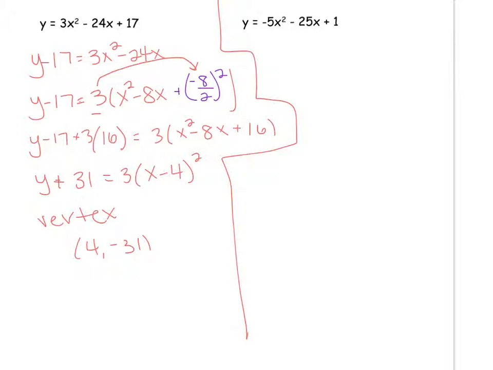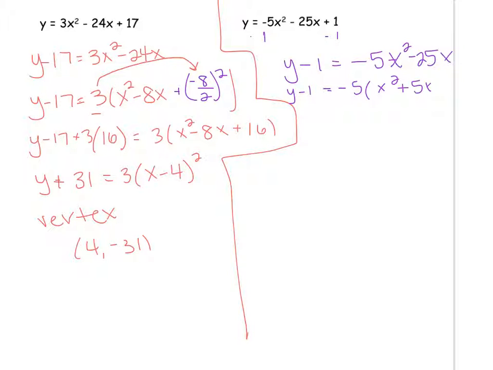All right, one more for the fun of it. Same thing, subtract 1 from both sides. y minus 1 equals negative 5x squared minus 25x. So I am going to factor out my greatest common factor on the right, and I'm left with x squared plus 5x. Keep in mind what we have to do here: cut b in half, so b divided by 2, and square it. 5 divided by 2 is 5 halves.